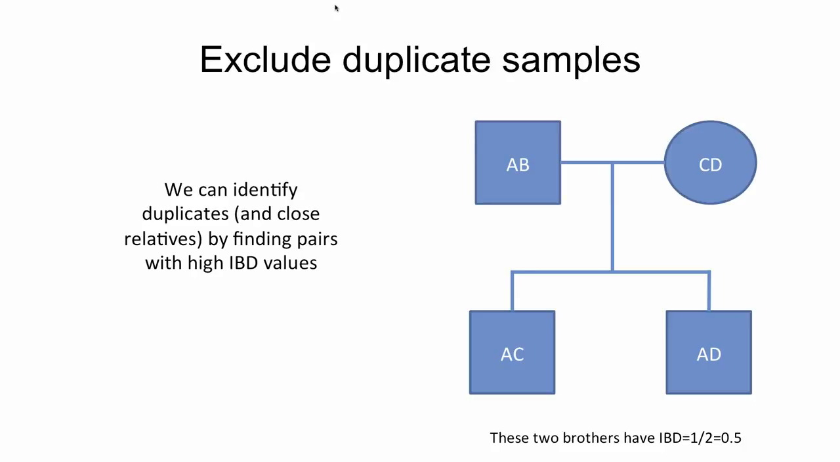Two alleles are shared identical by descent if they can be traced back to a recent common ancestor. In this case, these two siblings, these two brothers, share one allele IBD at the depicted locus because they both inherited an A allele from their father. So the fraction of their alleles at this locus shared IBD is 50%.